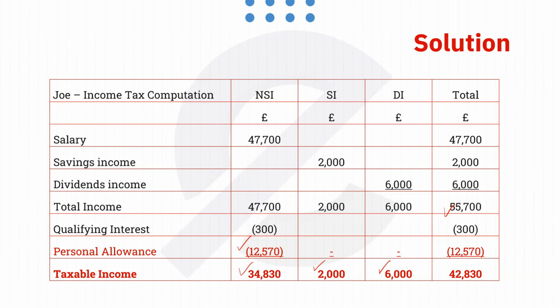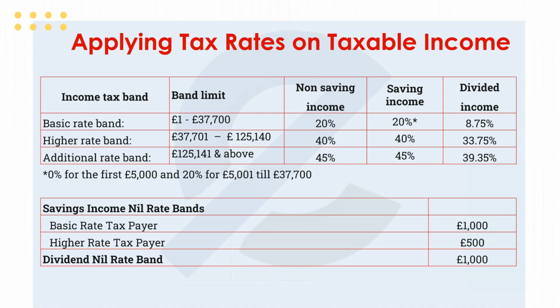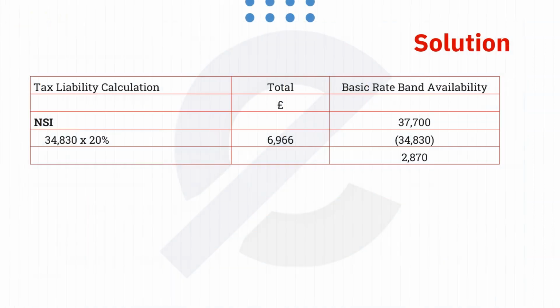Based on the total taxable income amount of the individual, which is £42,830, we can gauge that Joe is going to be a high-rate taxpayer. This means that he will be entitled to a nil-rate band of £500 on savings income and £1,000 on dividend income. So we start with the taxation of the income, and just for reference purposes, I've included a basic rate band availability column.